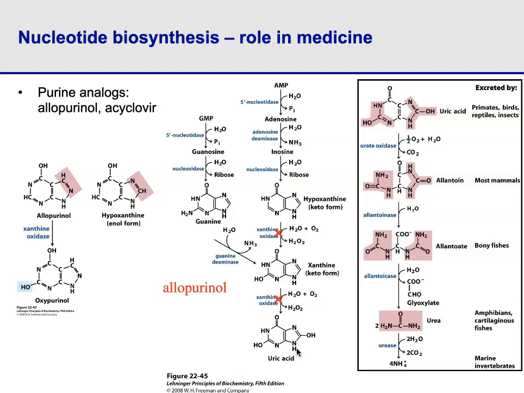Uric acid in higher concentrations tends to crystallize, especially around joints. So people with gout have the typical pain in their big toe or around other joints, especially on the feet, but also in the hands, and it's incredibly painful because the crystals of uric acid irritate the capsule of the joint and the ligaments.